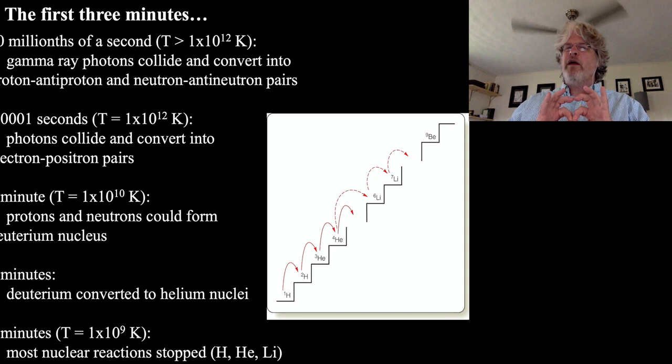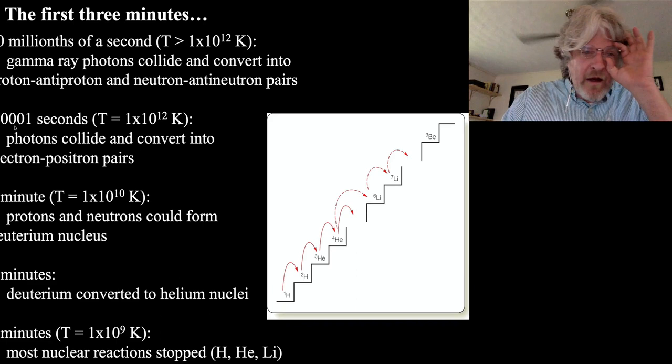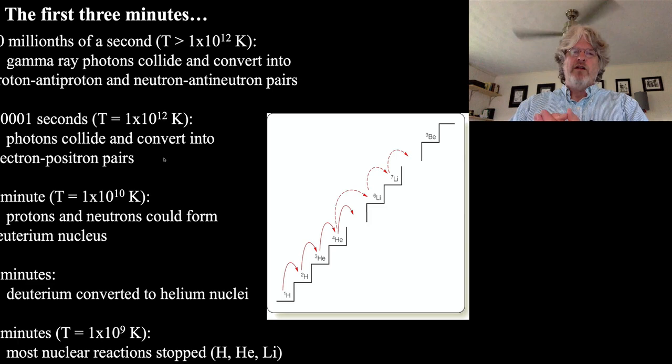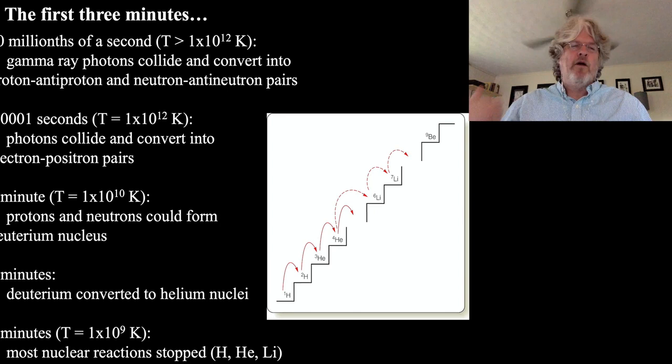And then by the time you get down to about 1/10,000th of a second, the temperature had dropped to the point that the colliding photons don't have enough energy to make protons and antiprotons, neutrons and antineutrons. You can only make less massive particles, because as the temperature drops, the energy drops, and the mass you can make or convert back and forth from energy becomes lower and lower and lower.